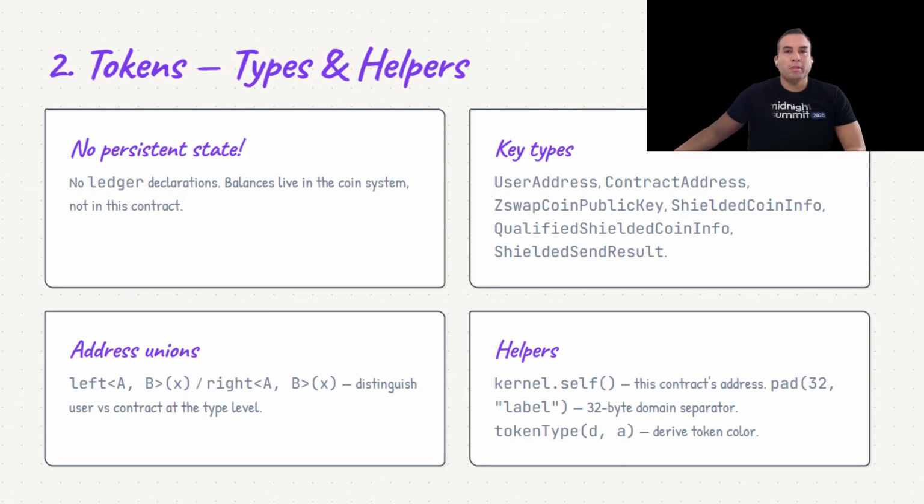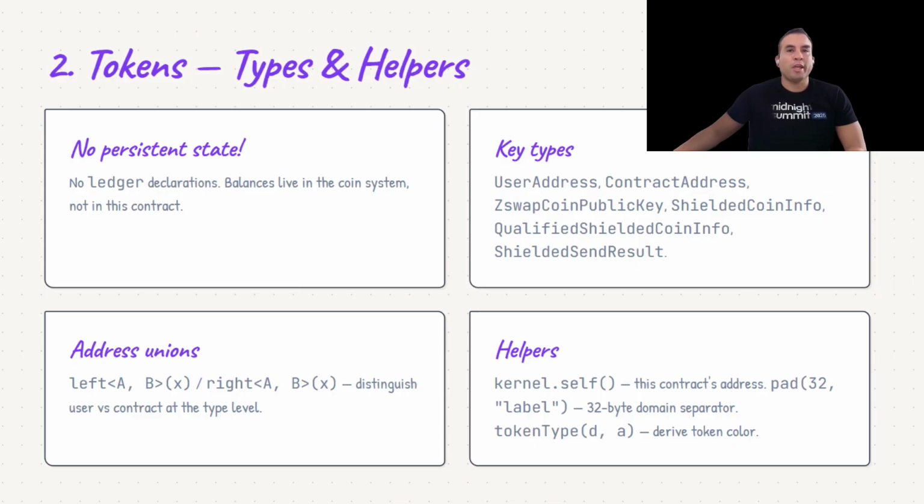Before the code, a quick warning. This contract uses a lot of Midnight specific type names. Let me just name them once so they are not scary when you see them. First surprise, this contract has no ledger declarations, no storage at all. That's because token balances don't live in individual contracts. They live in Midnight's built-in coin system. This contract is basically a thin wrapper that calls into that system.